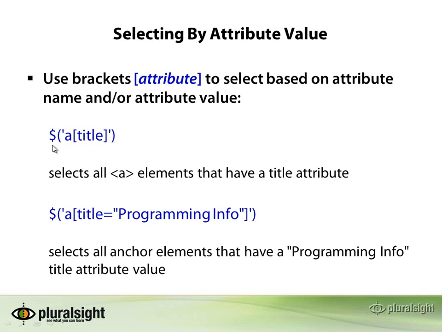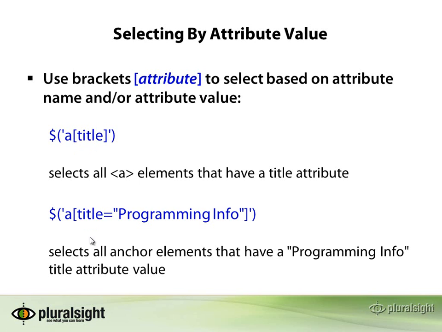So again, jQuery object, call into the selector function. We're going to pass in the tag that we want, but we're going to say where the anchor tag has a title attribute. Now notice it doesn't say where title is equal to something, or starts with or ends with a value. It just says has a title.